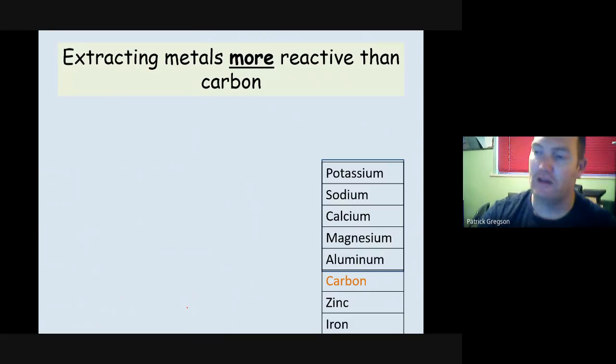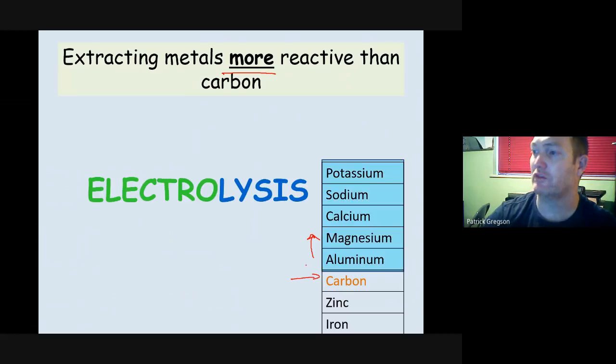Right. Now, we've already talked about the reactivity series, and you should have the reactivity series written down. It's in the video I've linked to you in the last lesson. So go back and get the reactivity series if you haven't got it. But in this instance, we're now looking at extracting metals that are more reactive than carbon. So carbon being here, anything more reactive, we're going to use electrolysis to do that.